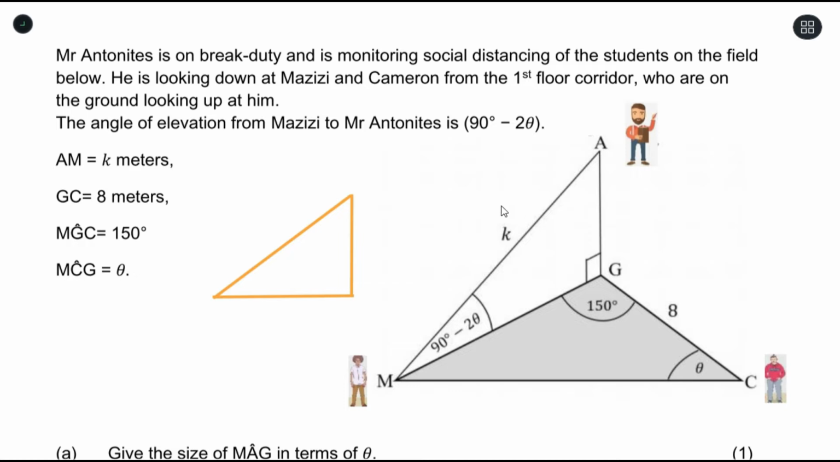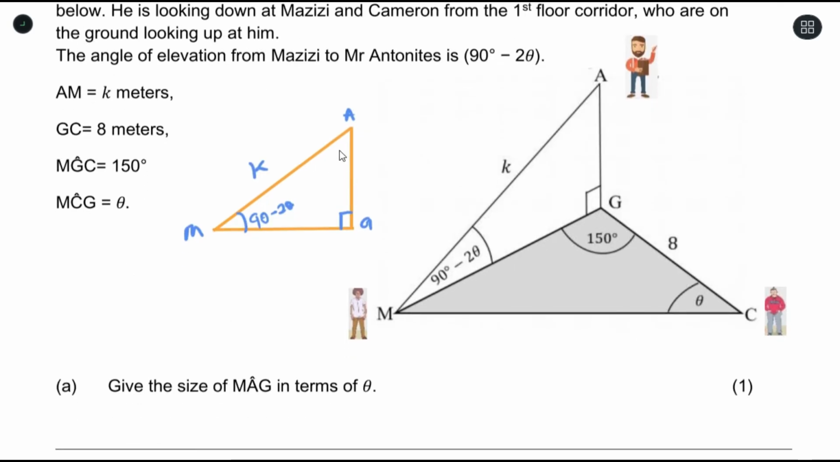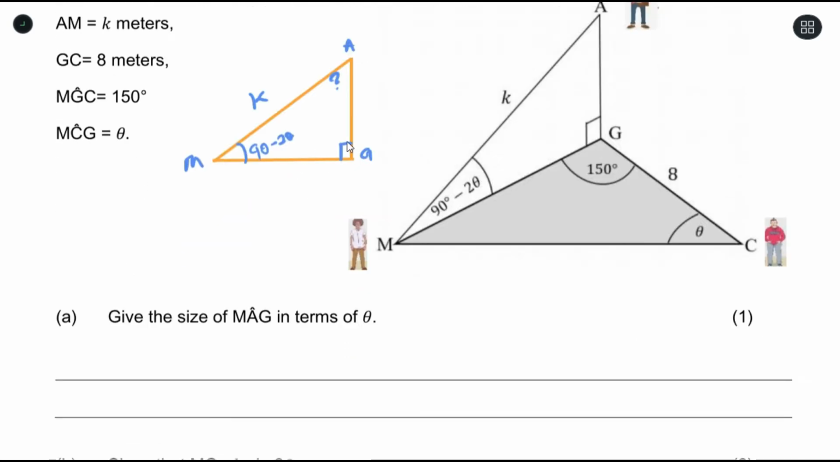So what we do understand is that this is K, this is angle A, angle M, angle G, and that's 90 degrees over there. And we're told here that this is 90 minus 2 theta. So the question is asking us to find what this is. You understand that if this is 90 and this is 90 minus 2 theta, we could just say that angle MAG would be 2 theta. Okay, so we have that there as 2 theta. Reason: sum of angles in a triangle.